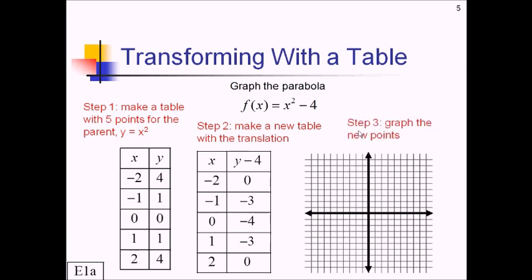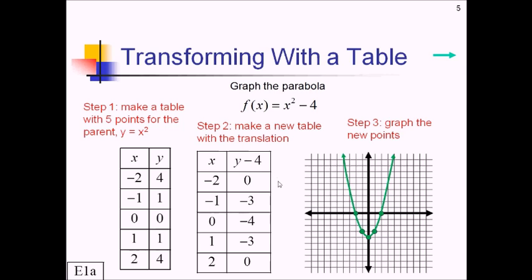Last step, plot the new points. So we've got (-2, 0), (-1, -3), (0, -4), (1, -3), and (2, 0). And graph the parabola. Now this has the advantage that you do all the really heavy mental lifting in this table, but once you've got it, the graph is just plotting these points that have been laid out for you. Disadvantage, of course, is that you have to mess with these tables.